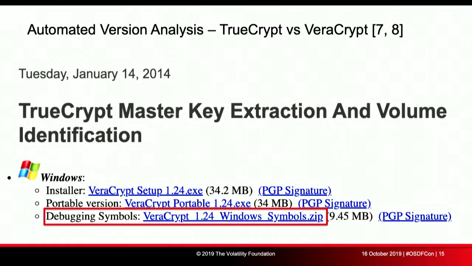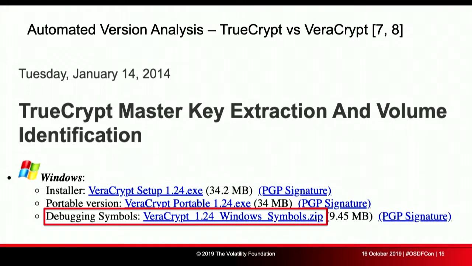I also mentioned automated version analysis, so being able to, in this example, look at the master keys in memory. So we did a blog post years ago about TrueCrypt master key extraction, but if you look at how that plugin works, obviously it was Volatility 2 in 2014, we had to hard code the offsets. So we had to say for this version of TrueCrypt, this is what a key looked like in memory. For this version, this is what the key looked like.